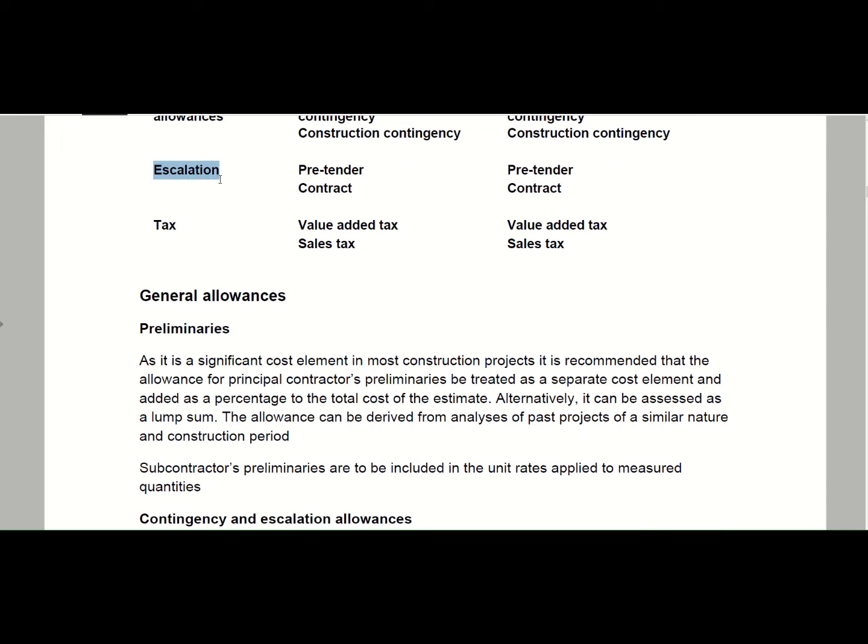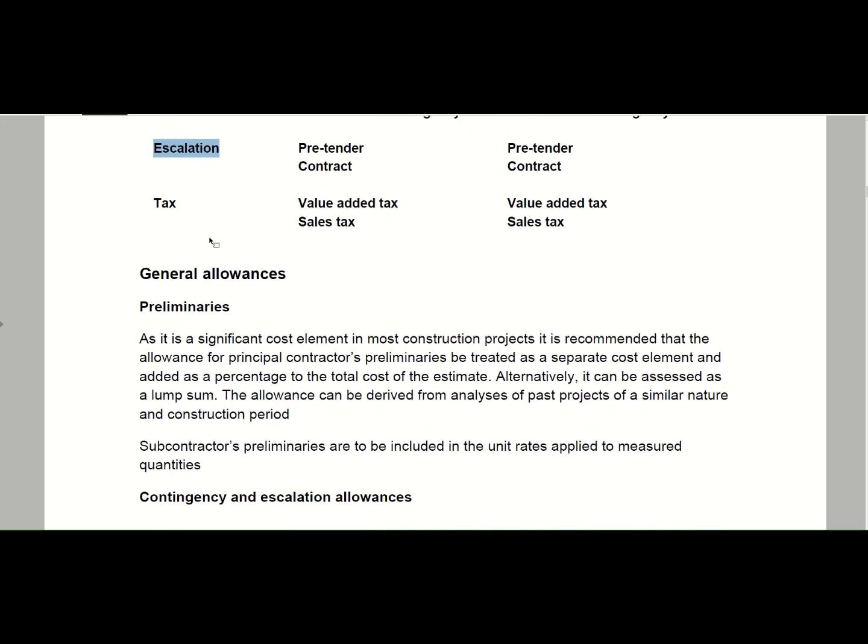For your purposes, you can allow escalation if you know that you're doing the estimate now and it will take about a year before the construction actually starts, or 3 months until the construction actually starts. So you can use your discretion with regard to this, but in most of your cases I don't think escalation will be a thing that you need to worry about.